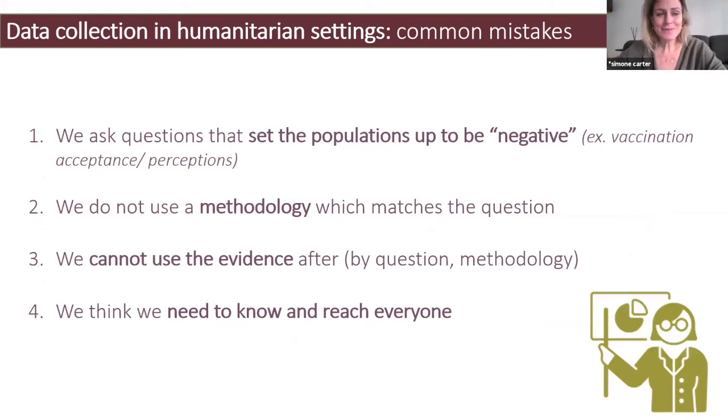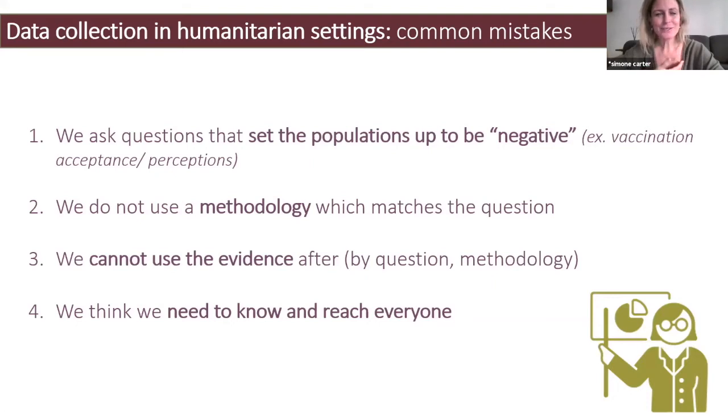Some of the common mistakes that we tend to make are, first, we set communities up to be negative. Especially in low income or humanitarian settings, we're already setting them up to be bad. A really good example, and I will come back to this example a couple of times, is that right now there's a survey going on that asks people, would you accept the COVAX vaccine? Just like that. If somebody asked me that question without any other information, I would say no. If you ask somebody in Congo, where we've just had a vaccine trial, absolutely they would say no.